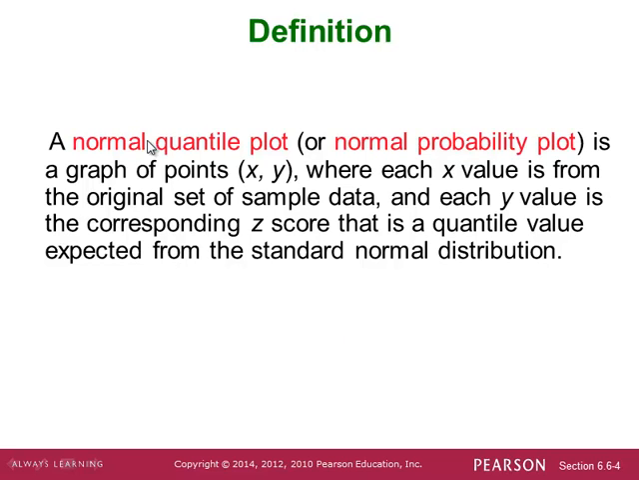So a normal quantile plot, sometimes called a normal probability plot, sometimes called a QQ plot. It's a graph of points x comma y, where each x value is from the original set of sample data and each y value is from a corresponding z-score that is a normal quantile value expected from the standard normal distribution.